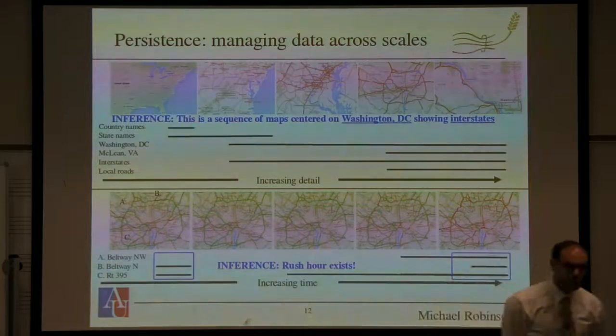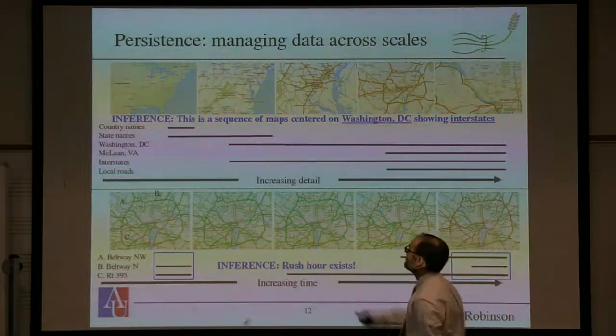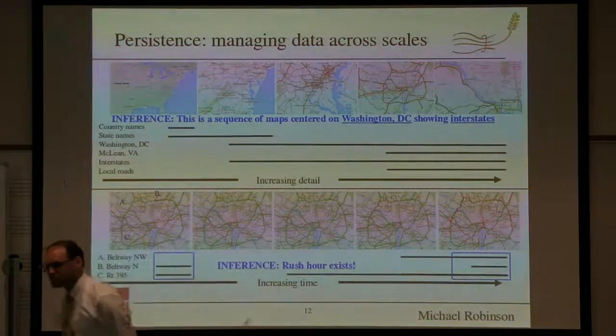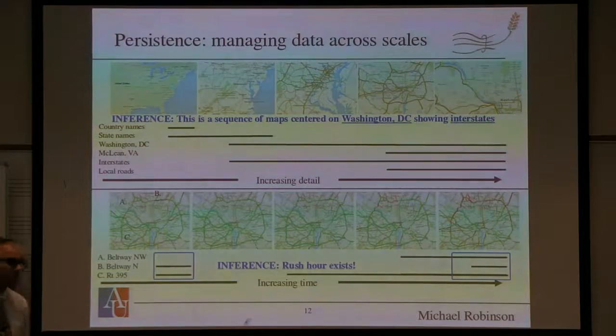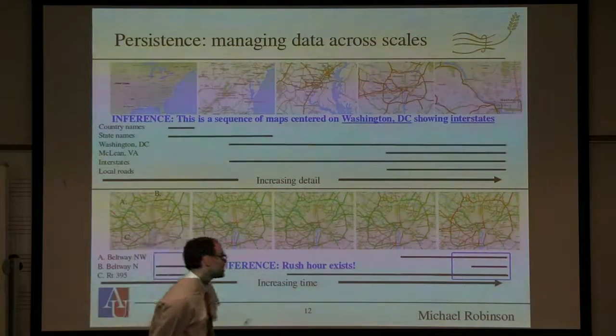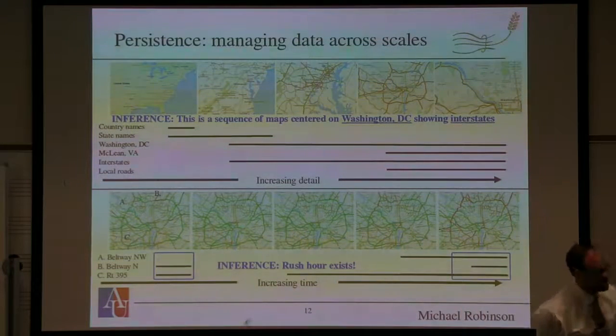It's not 100% conclusive, and in particular, it might not say very much at this level here, but basically this is a sequence of maps that mostly talks about Washington, D.C. and its surrounding areas, including the focus on the interstates, which indeed it is. So it's some kind of notion of scale.